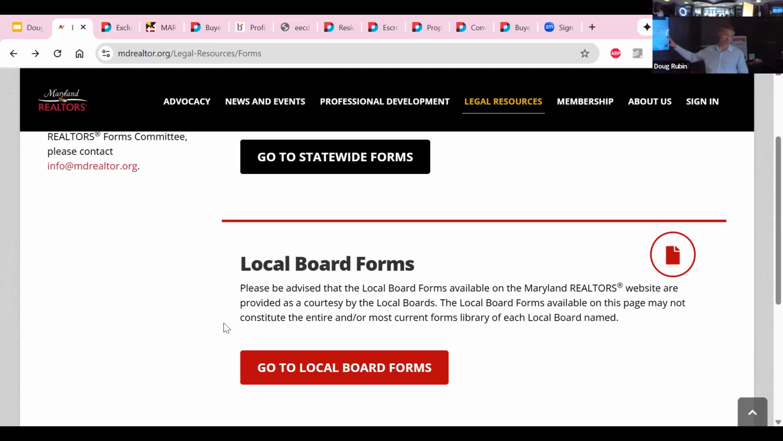but be careful if you're only getting them from the MAR website. It says right here, basically, we can't promise that these are the most up to date. If you're a member of your local board, you'll have the more fulsome library of those local forms, and you'll know that those are going to be updated. So if you have any questions, or if you do a lot of business in a certain jurisdiction, think about joining that jurisdiction to get access to their forms and access to their resources. Okay, so just wanted to highlight that quickly.